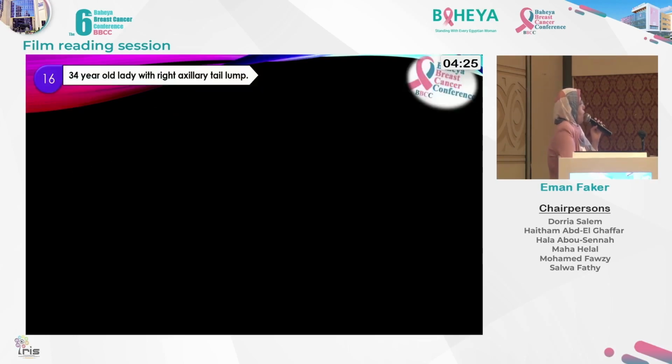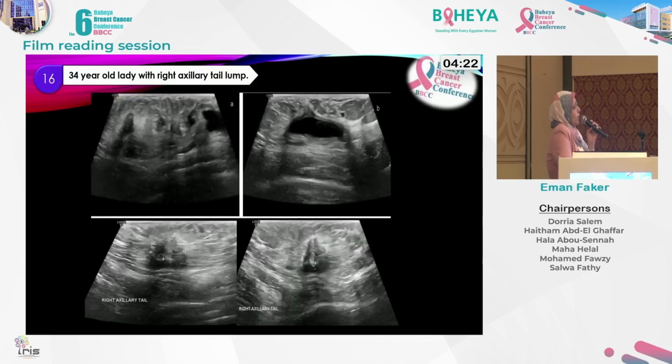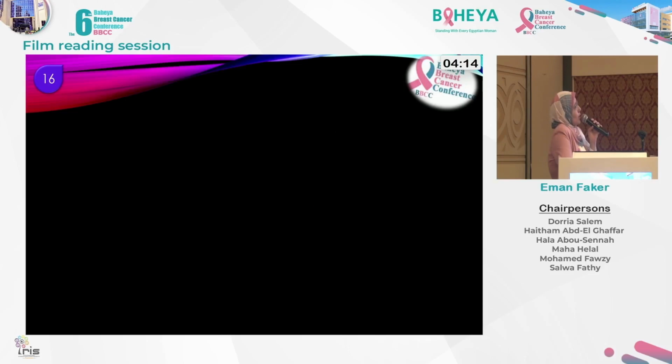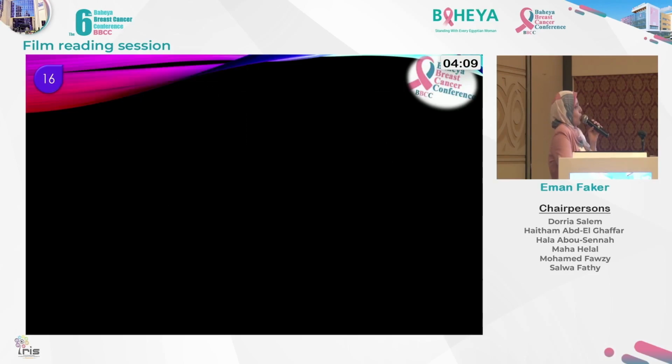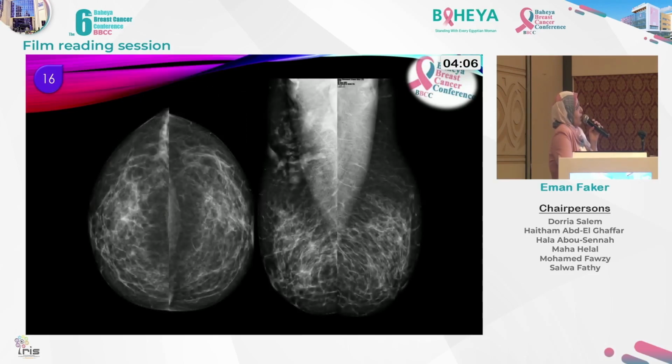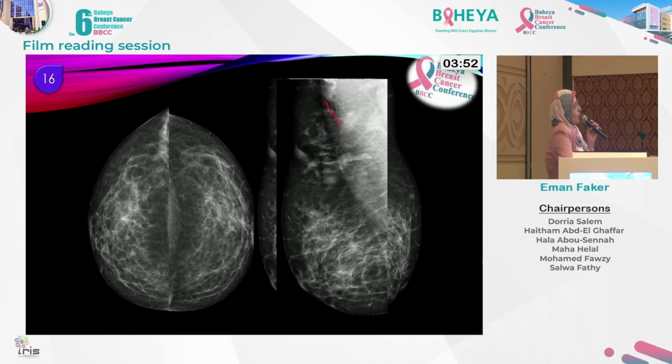Okay, this is a 34-year-old lady with a right axillary tail lump. This showed a cystic lesion, an ill-defined lesion, okay? This was her ultrasound. We asked for biopsy from the suspicious lesion, okay? We performed her mammogram after the biopsy. I will suspend the result of the biopsy. We performed the mammogram, and we can see the lesion here. There is a large axillary tail lesion of different lucencies and densities.